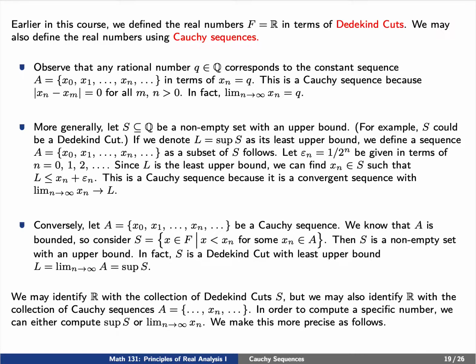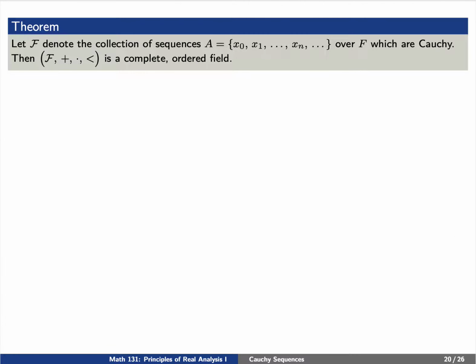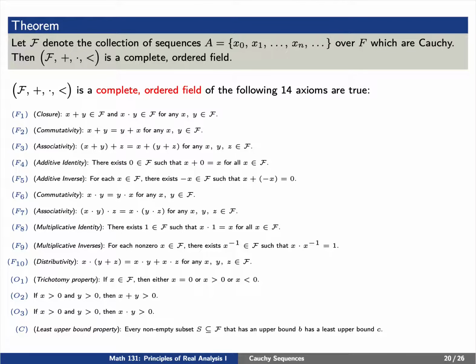Let's make this a little bit more precise. Let's let F denote the collection of Cauchy sequences. Then this defines a complete ordered field. In order to show that something is a complete ordered field, we really have to show that 14 axioms are true. But we're going to leave this for the exercises for the breakout groups.